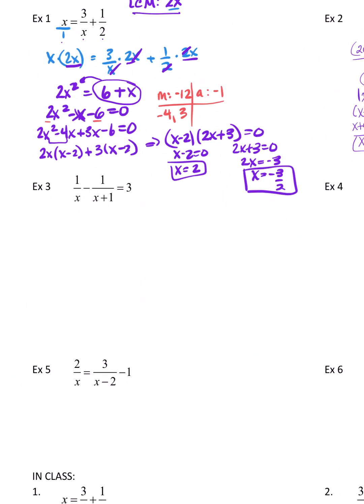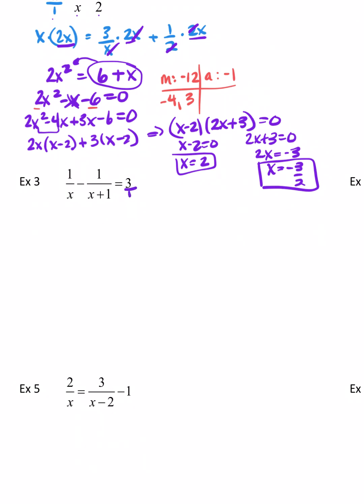Let's look at number 3. All right, that 3 is over 1. So let's think, what is my least common multiple going to be? Well, x times x plus 1 times 1. Kind of gross, but we can do this, okay? So x times x plus 1. So we're going to rewrite this with that least common multiple off to the side. So maybe you can see what's going to happen here.